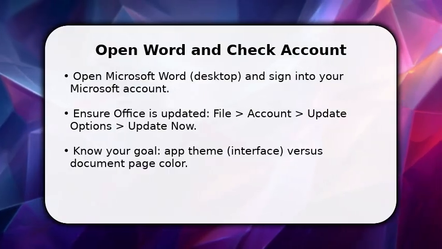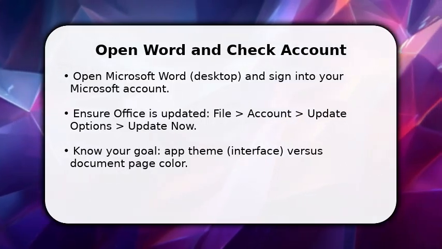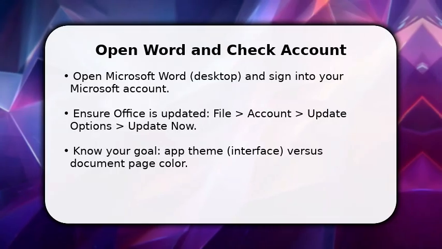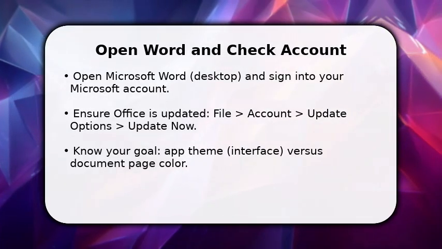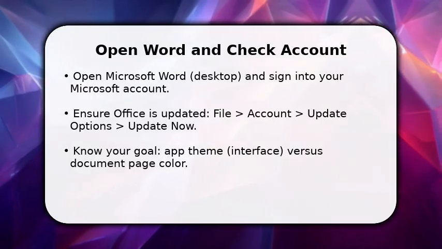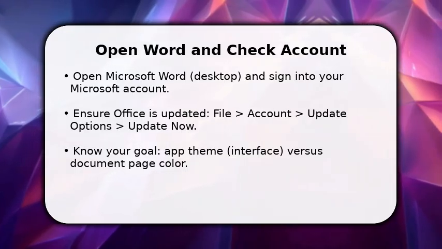You start in Word with an updated, signed-in app so theme changes sync correctly. First, open Word and confirm you're signed into your Microsoft account. This ensures theme settings apply across devices. Once done, check for updates via File, Account, Update options. Update now so you have the latest theme controls.